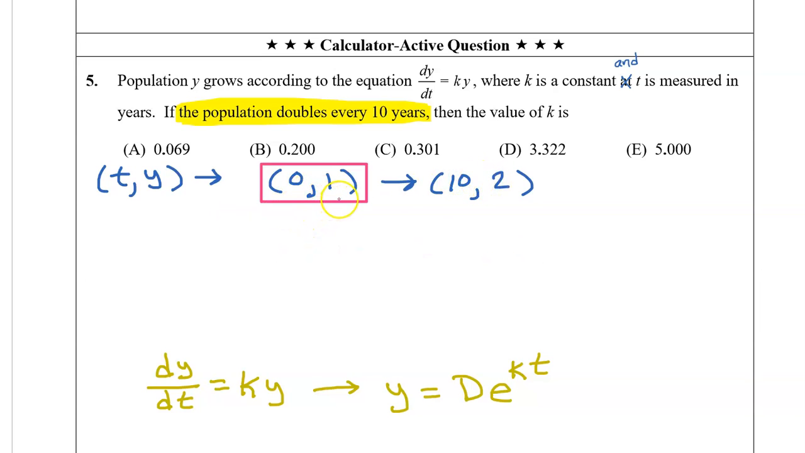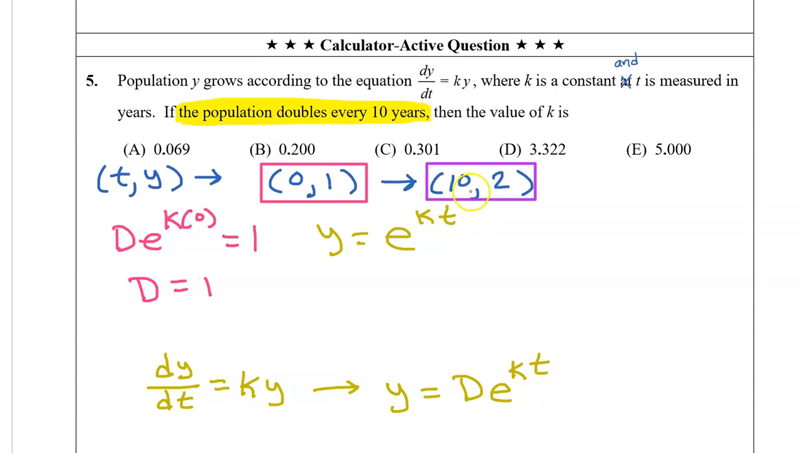Let's start with this initial condition. When t equals 0, y equals 1. So that means I have d times e to the k times 0. So when t equals 0, y should equal 1. But this is just e to the 0 power, which is 1. So I have d is equal to 1. Substituting this back into the equation, now I have y equals 1, which I won't write, times e to the kt.